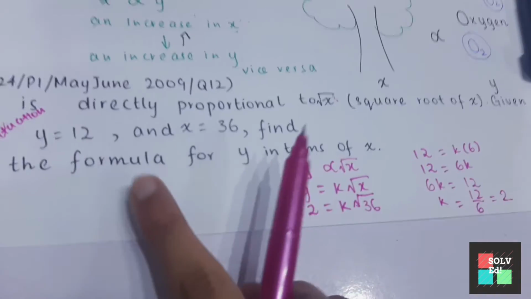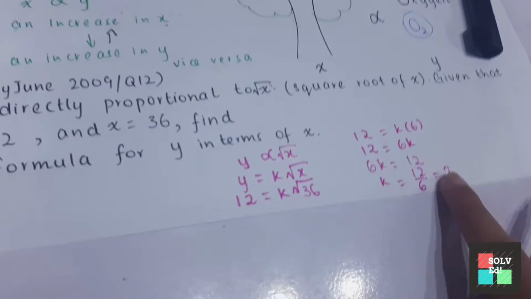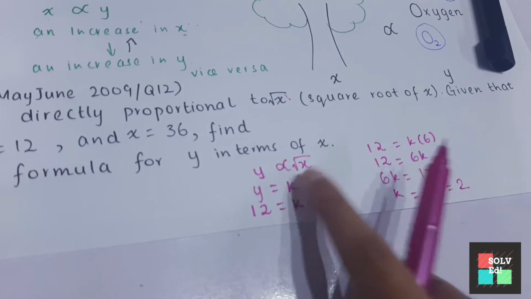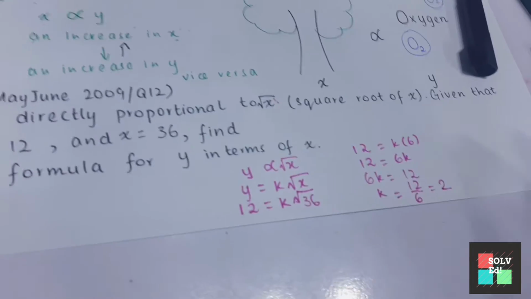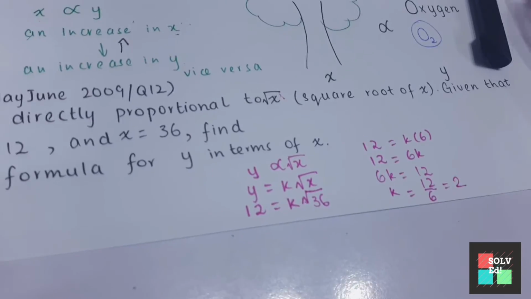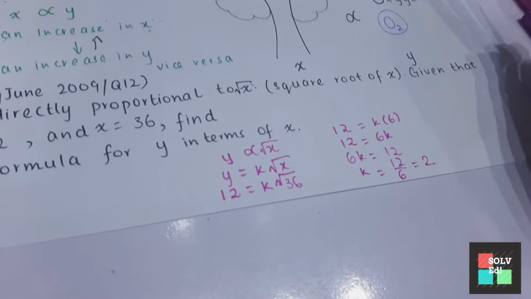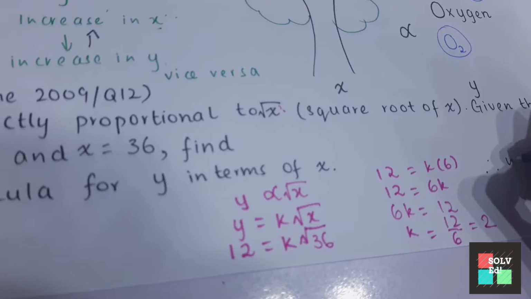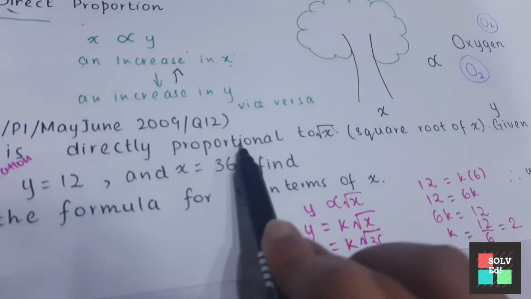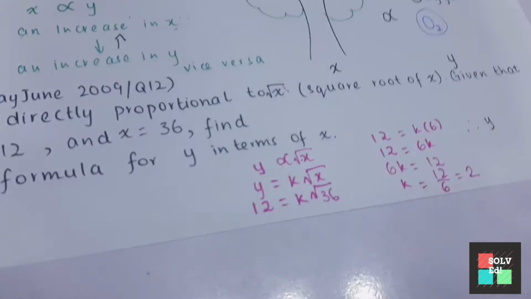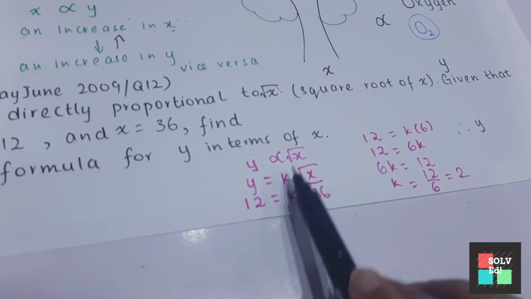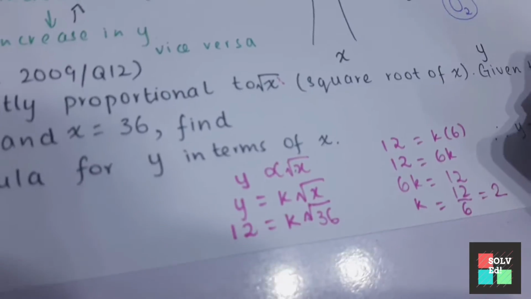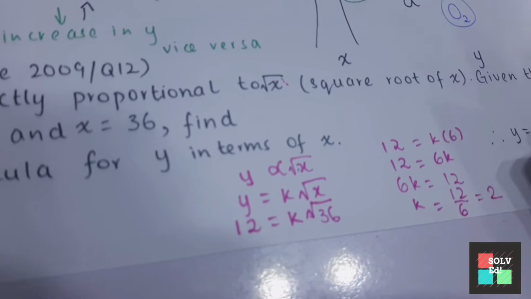But this is not where your answer stops. You actually had to find the formula. You know that y is equal to double the square root of x. So you're actually going to write it as a formula. We knew that any direct proportional formula is y equals k times the next variable. So I'm going to write that as it is, first of all.